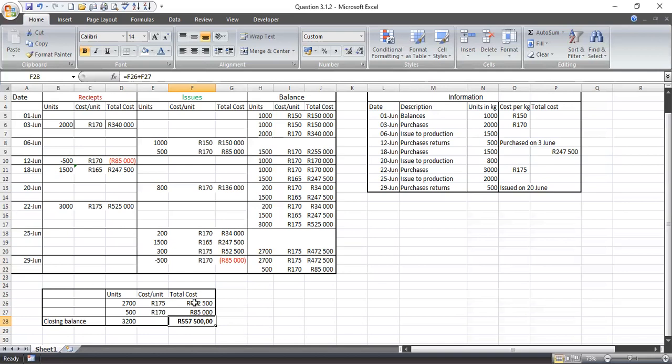How did we get this? We simply added the total costs of 472,500 and 85,000 to get this total cost.